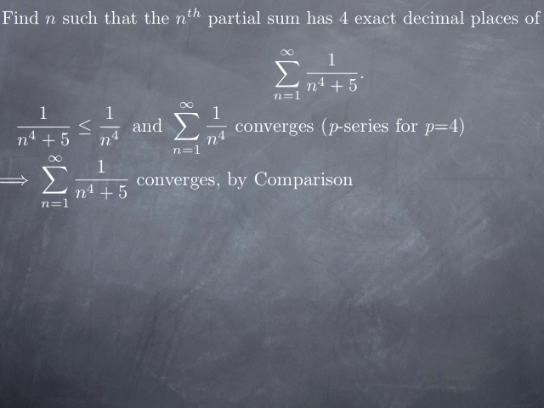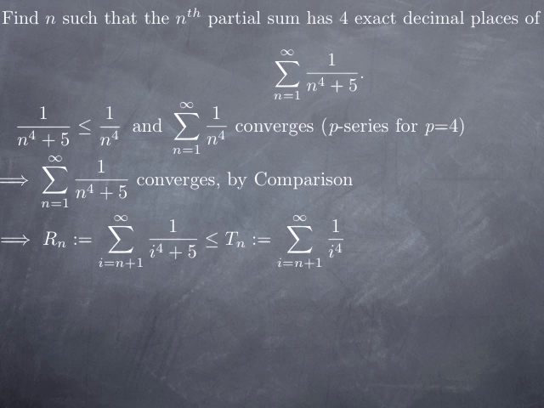But according to what we just have seen, we can also conclude that the nth remainder for this series, the sum of the terms of the series where the index starts at n plus 1 and goes on to infinity, is bounded above by the corresponding remainder for the series 1 over n to the 4th. So we have the sum of the terms of the form 1 over i to the 4th, where i starts at n plus 1. And this second remainder is something we can control because p-series converge by the integral test, and we have made some calculations.